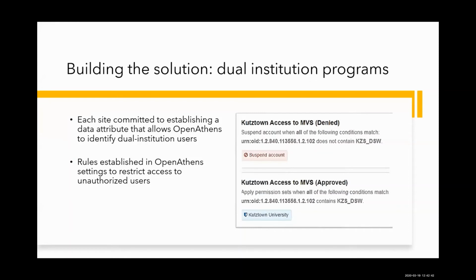So to do that, we set up a series of very simple if-then rules. If this URN OID string, which is a member of attribute, if the member of attribute contains this acronym that indicates Doctorate of Social Work membership, then they have access to Millersville resources. If it does not contain that value, then they do not have access to Millersville resources.